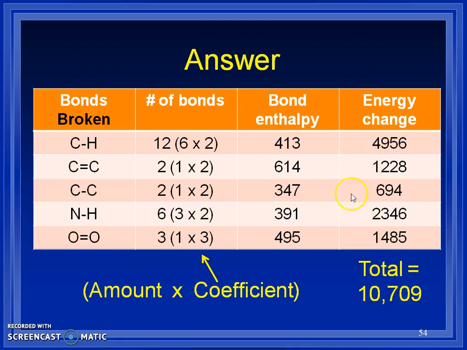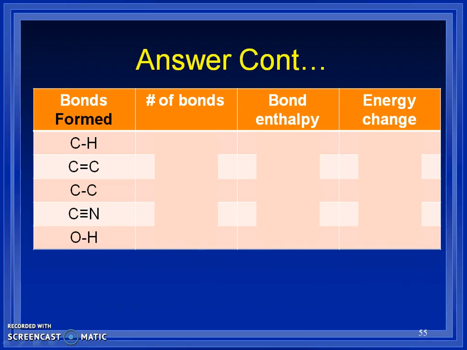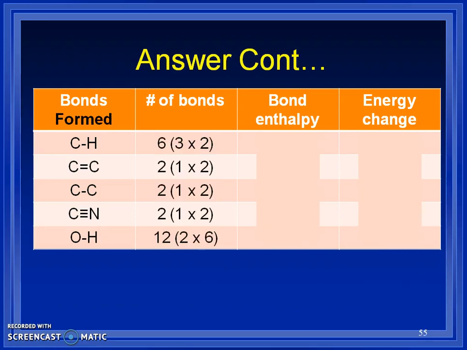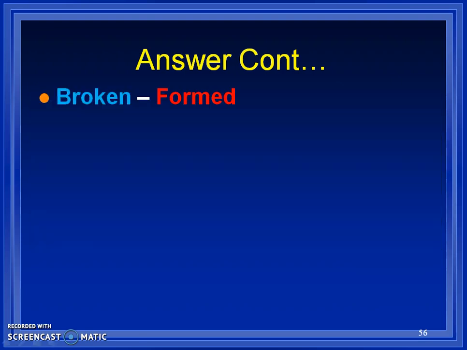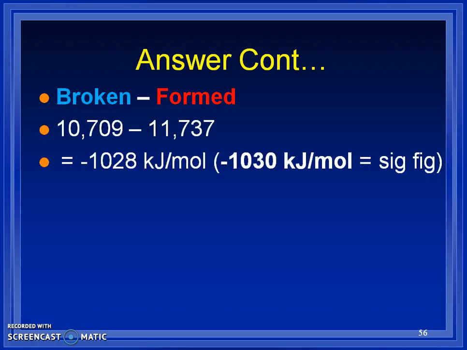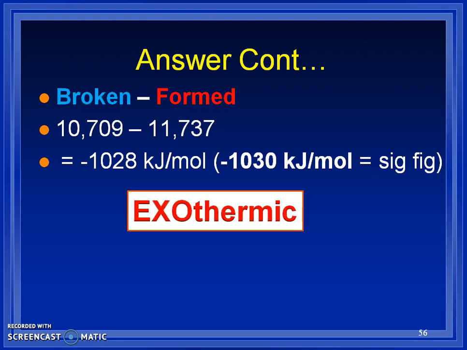Now again, remember, this is all in the positive sense because these are all bonds broken. Now my bonds formed. Again, how many there are, taking the coefficient into consideration, the amount of energy they give, and then of course the total change. So again, this is also in the positive sense, right? Even though these are bonds formed, the information they give us is really bond energy needed to break. Now we can plug and chug those numbers, broken minus formed. Can you come up with an answer of negative 1030 according to sig figs? And again, this would be exothermic once more.